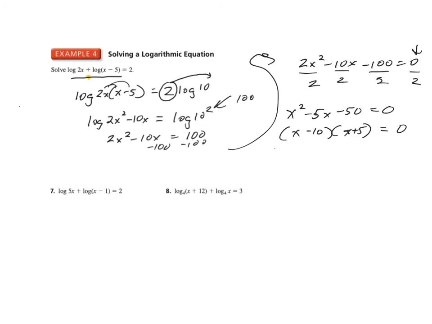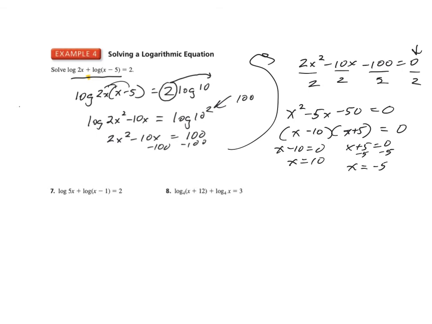All right, so that means that x minus 10 equals 0, and x plus 5 must equal 0. Add 10 to both sides, x equals 10, and subtract 5 from both sides. Now be careful of these negative numbers because they may be extraneous.